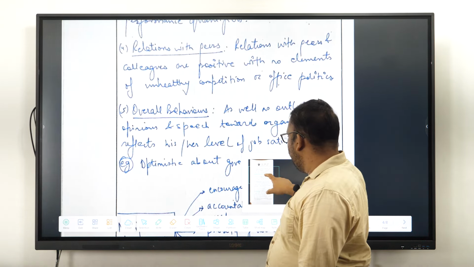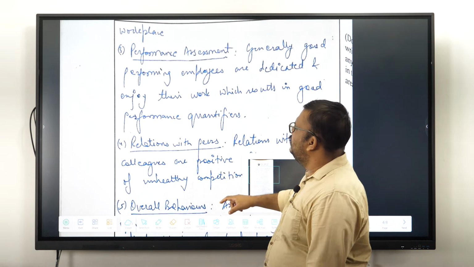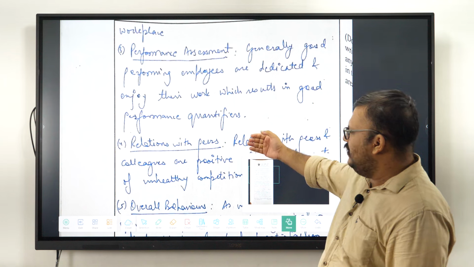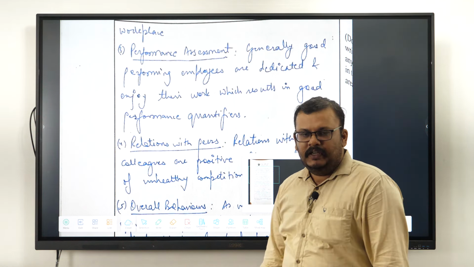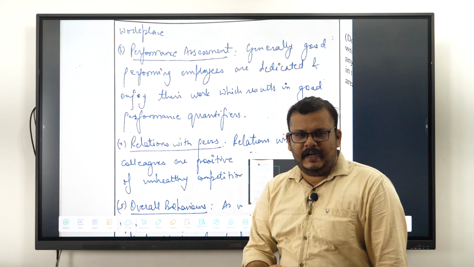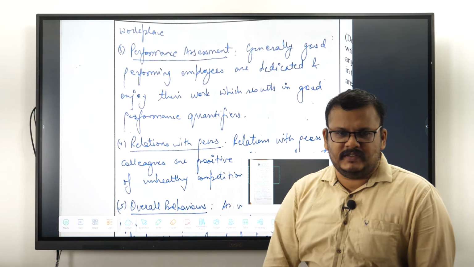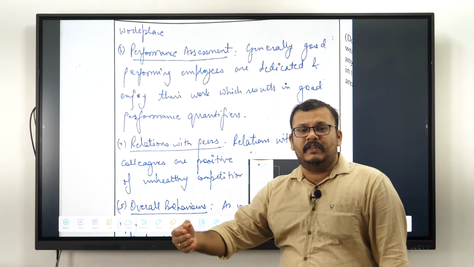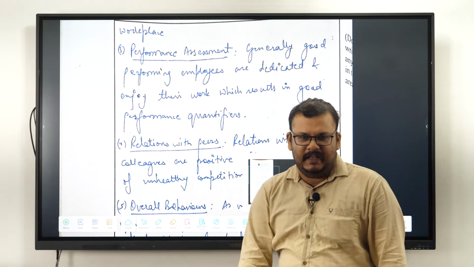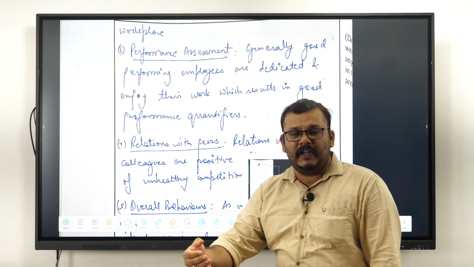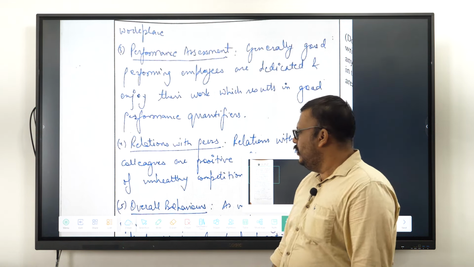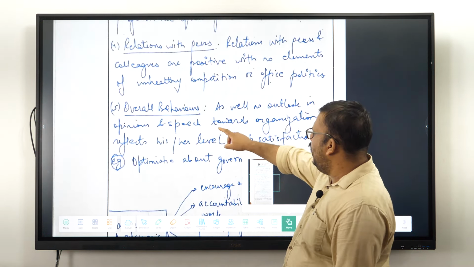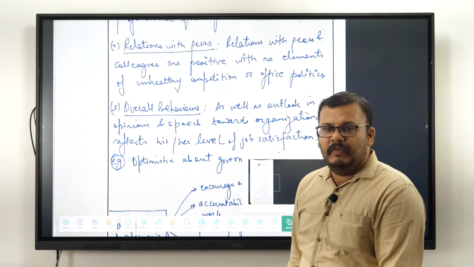Then the next point Archit has written is performance assessment. Then he has written relations with peers. So when he is satisfied, his performance is always good. He or she will be on better terms with their peers, with their colleagues. So there will be less conflict within the organization. So with these points, the overall behavior of the individual will be better.